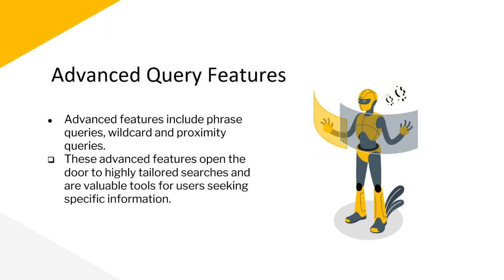We are not stopping there. Advanced query features elevate your search to a new level of precision. For example, phrase queries search for exact phrases within quotes. Wildcard queries use wildcards for partial matching. Proximity operators specify term closeness for surgical precision. These features make you the maestro of your search orchestra.